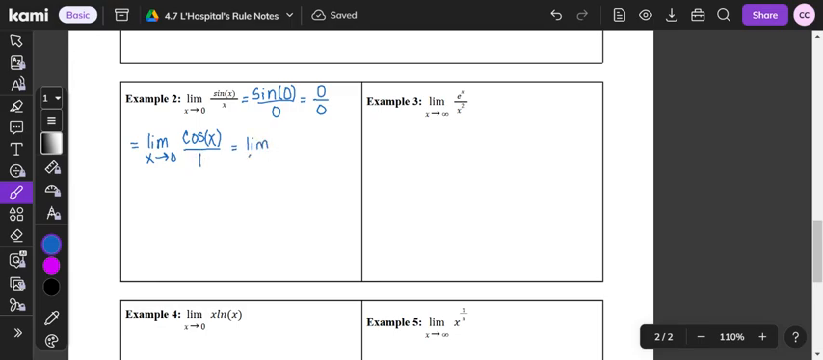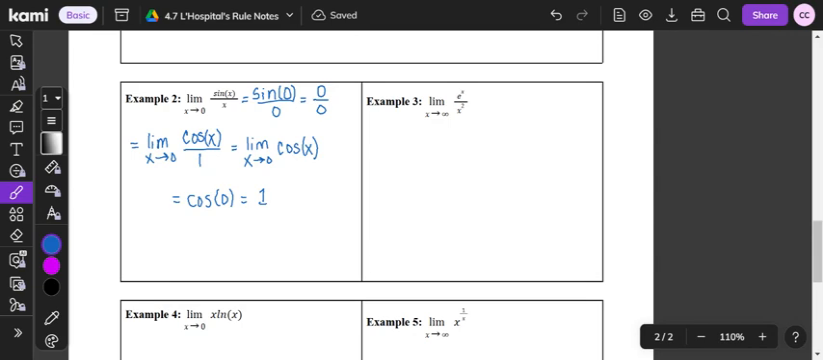And cosine divided by 1, that's just cosine. So now I'm ready to plug in my 0. Cosine of 0 is 1. So yeah, even though you guys memorized a long time ago that this limit is 1, now you know why it's 1, right? L'Hopital's rule lets us get to that answer.